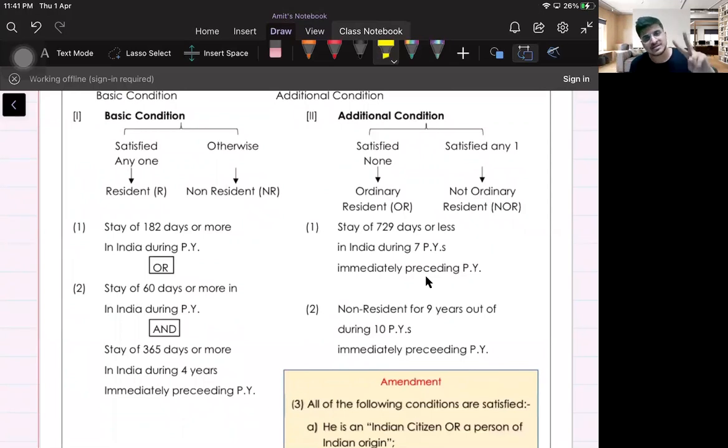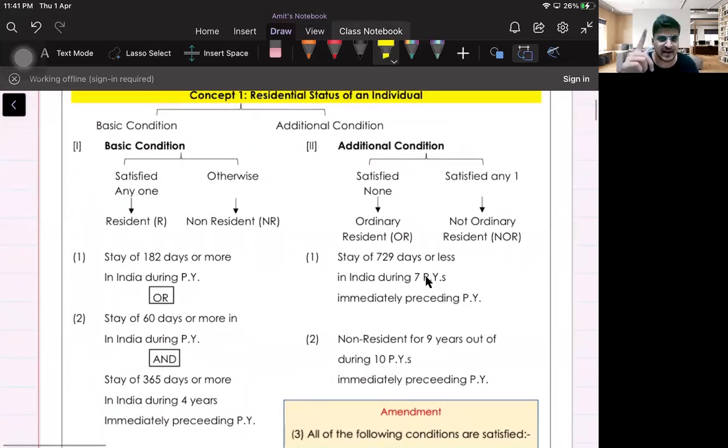So basically, in basic condition number two, there are two sub-conditions. One, in the previous year, 60 days or more, and in the 4 years preceding the previous year, which means this year is the fifth year, 4 years before, I should have stayed in India for equal to or more than 365 days. So basically, if you satisfy any one of the basic conditions, you will be called a resident person. But otherwise, if you do not satisfy any basic condition, then you will be called a non-resident person.